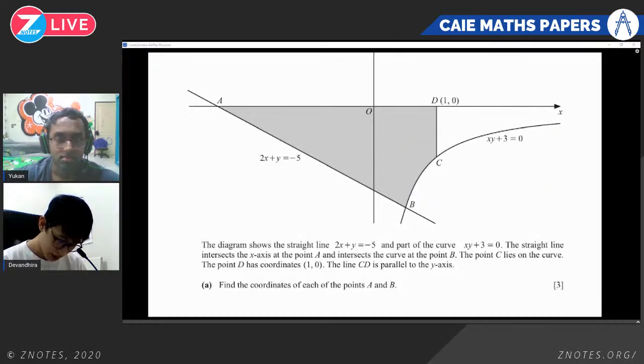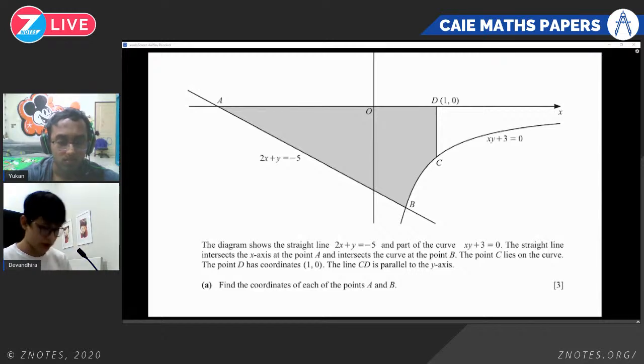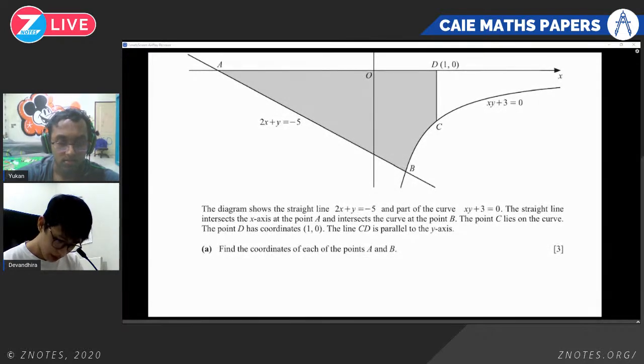The straight line intersects the x-axis at the point A and intersects the curve at the point B. The point C lies on the curve. The point D has coordinates (1, 0) right here. The line CD is parallel to the y-axis. All right. So first of all, find the coordinates of each of the points A and B.